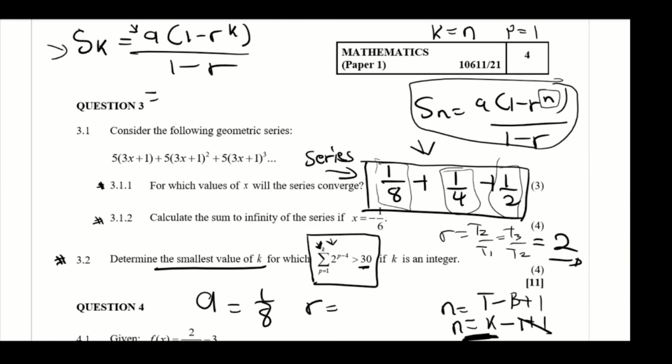So our r is equal to 2. So now we know our r. We don't know our k. And we know that S of k is not necessarily equal to 30. The sum must be greater than 30. Cool.